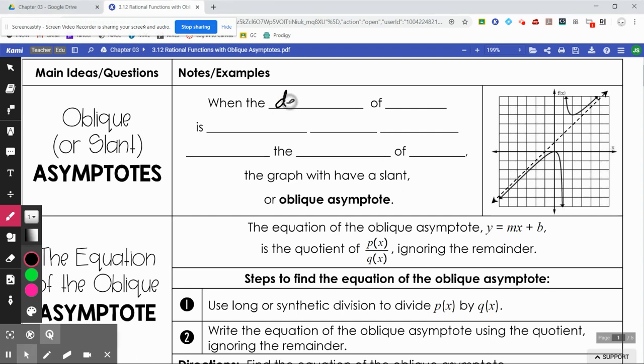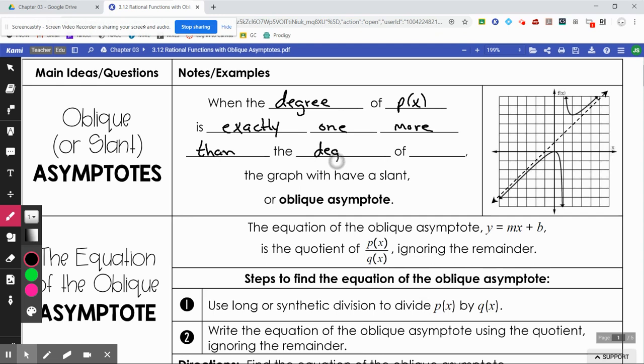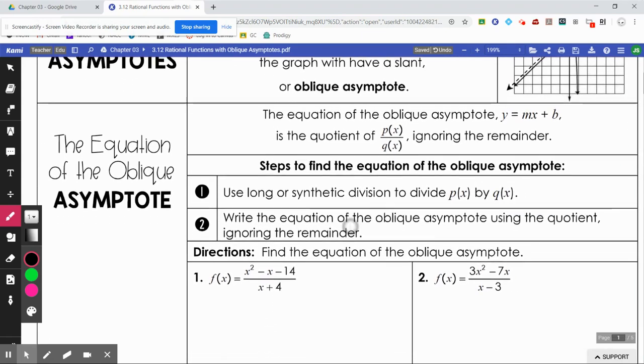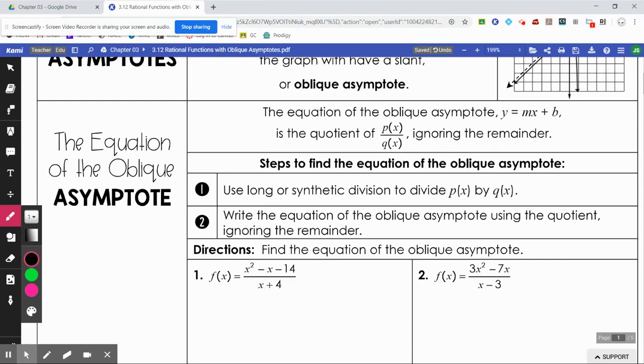When the degree of P of x is exactly one more than the degree of the bottom, which we called Q of x, the graph will have a slant or an oblique asymptote. And the way I like to remember this, I'll explain in just a second. The equation of the oblique asymptote, y equals mx plus b, is the quotient of P of x over Q of x, ignoring the remainder.